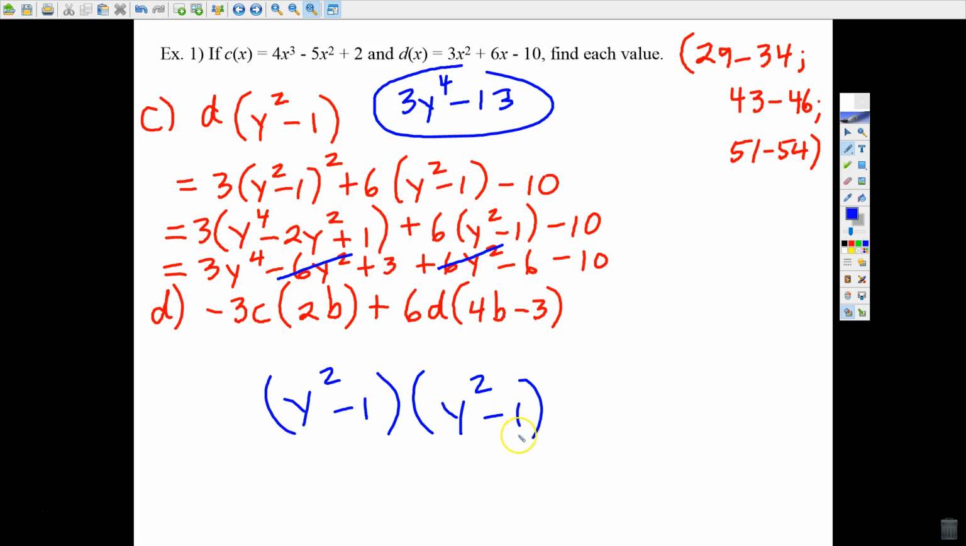And if you think about it, that's what would happen if we did the outer and the inner parts of FOIL. Outer and inner would just combine, and then you always square the last term. If you don't like that, or if that's just something you don't want to have to remember, you can always write it down twice and use FOIL.